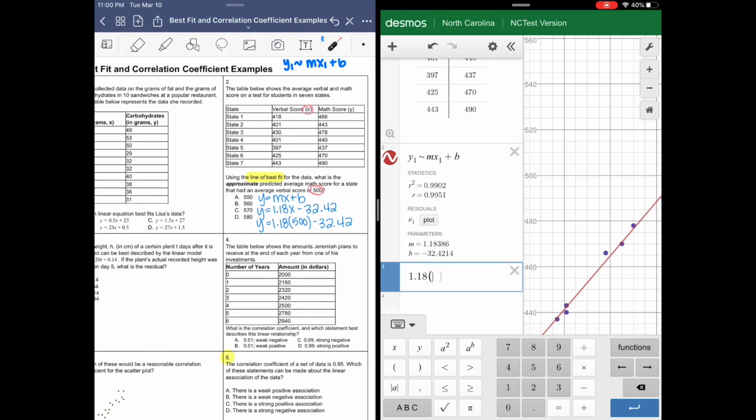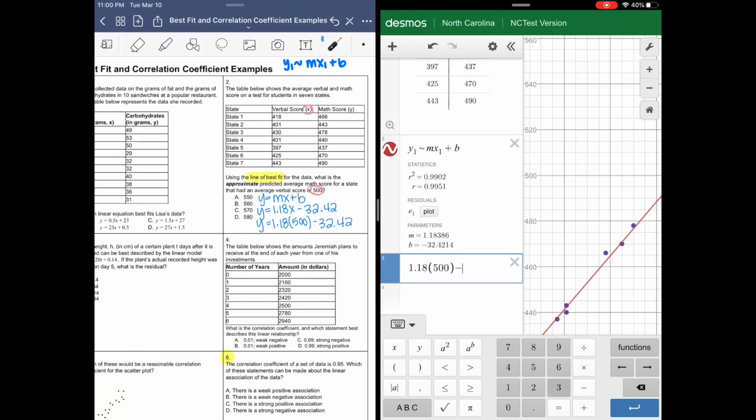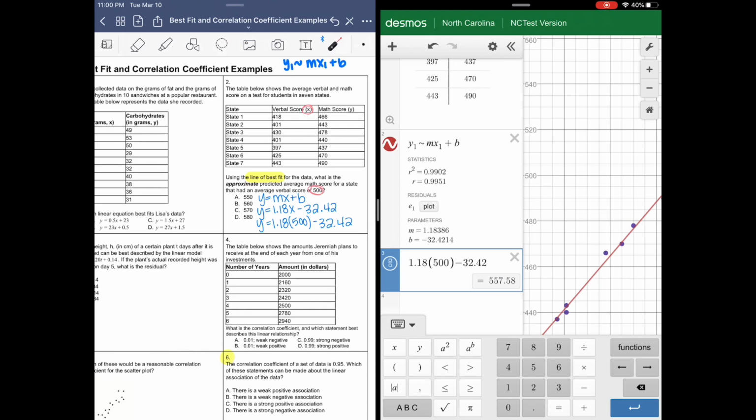1.18 times 500 minus 32.42, and that gives us 557.58. If we're going to round this, you notice that word approximate in the question. If we were to round this, that is closest to 560, right? So just to make a note of it, we actually got y equals 557.58, which is very close to 560.